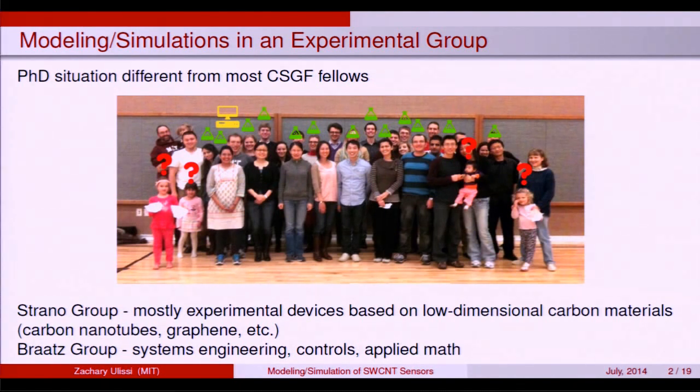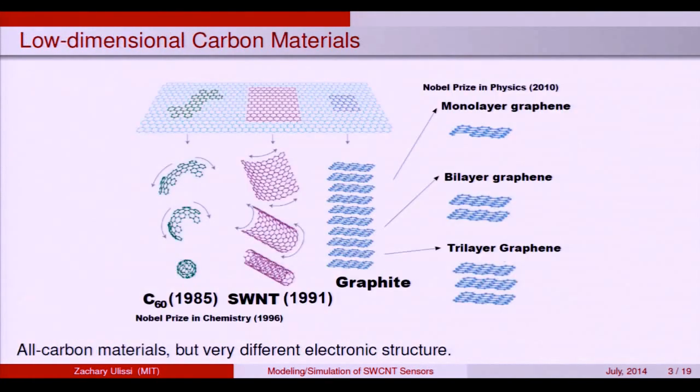There are a few people that I'm really hoping are going to do simulations in the future, but it hasn't been determined yet. I'm pushing. And so I'm split between two groups. One is the Strano group, which does experimental devices on low-dimensional carbon materials, and I'll describe what I mean by that. And the Bratz group, which does systems engineering, controls, and applied math to help with the simulations.